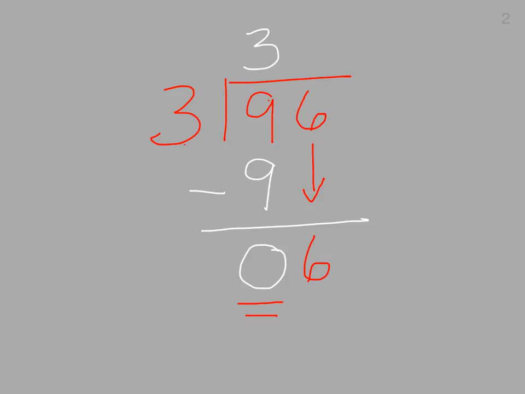3 times what is 6? Well, that's easy. 3 times 2 is 6. 6 minus 6 is 0. So you can see this is a far easier way of doing this. I don't have stacking numbers. I don't have to multiply in tens and anything like that. Much easier. Let's do another example.